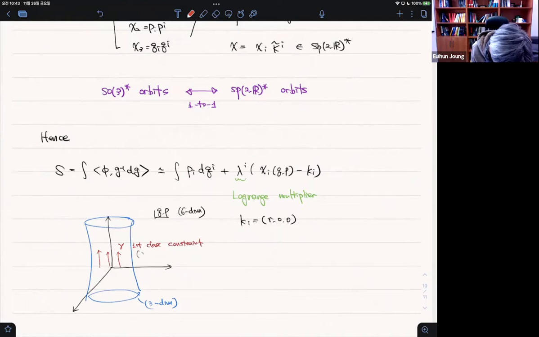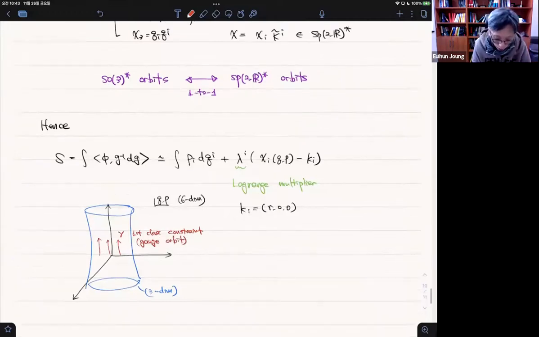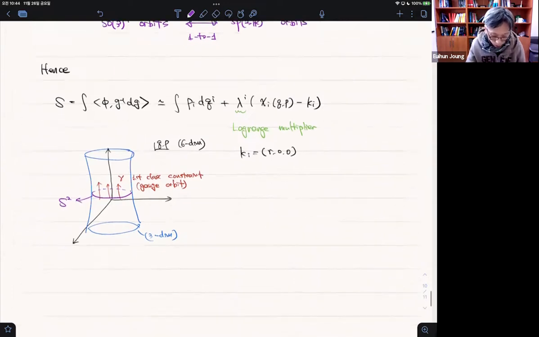Or gauge orbit. And then you can gauge fix certain things here. So this will be nothing but S2, the phase space, the original phase space that you begin with. So this is the construction.